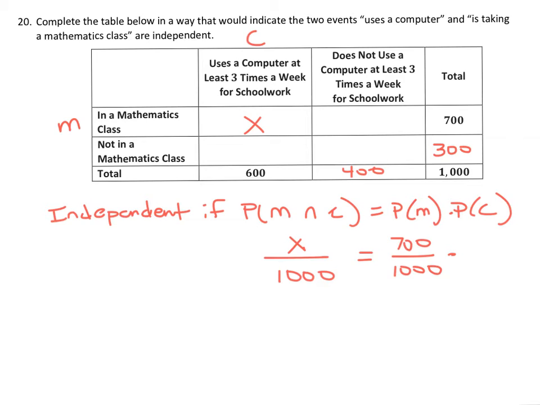Okay, and then times the probability that someone uses a computer at least 3 times a week, which is 600, right? 600 total out of the 1,000 total. So 600 people use a computer out of the 1,000 people here. All right, awesome. So all we have to do is just solve for X, so this shouldn't be too bad. All right, so let me bring down the X over 1,000. And if we multiply this fraction by this fraction, so this is equal to 0.7, this is equal to 0.6, if you multiply these out, it gives you 0.42.